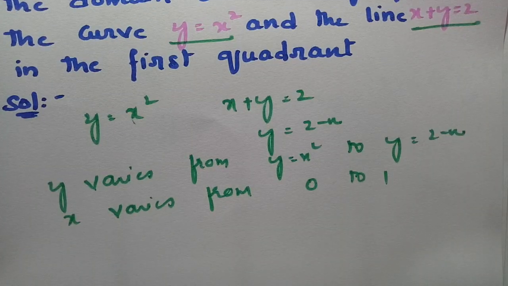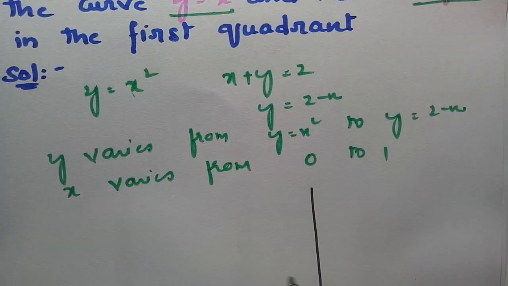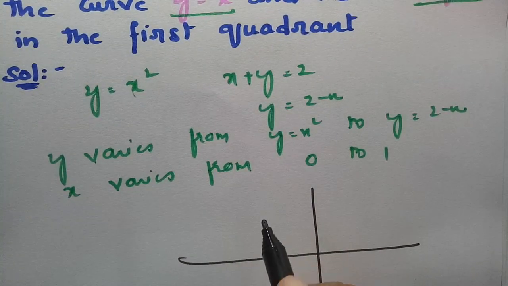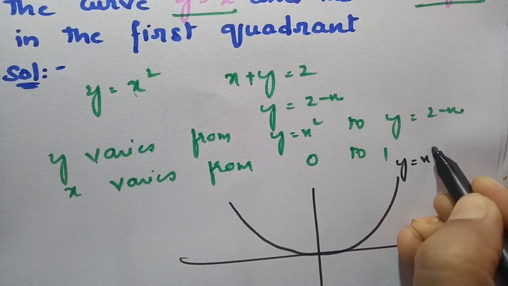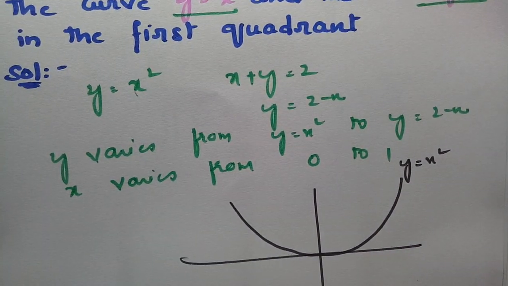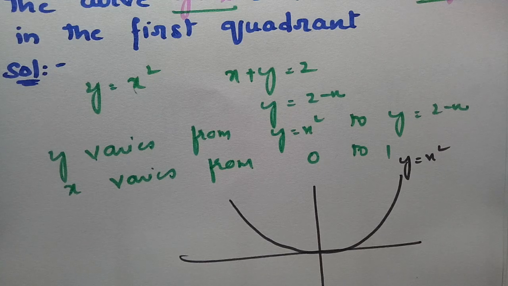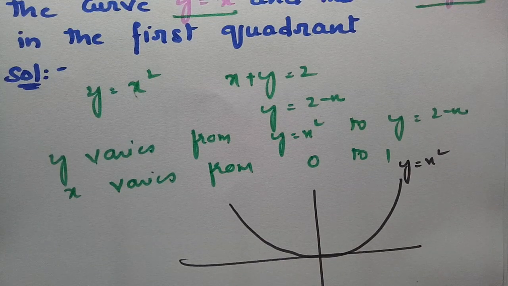After getting all the limits, how do I have to draw this? So this is the graph, and the graph of y is equal to x square will be like this. Y is equal to x square. And what are the points for this? Here if you observe, x is equal to 0, y is equal to 0.